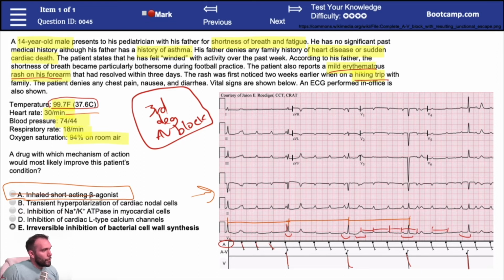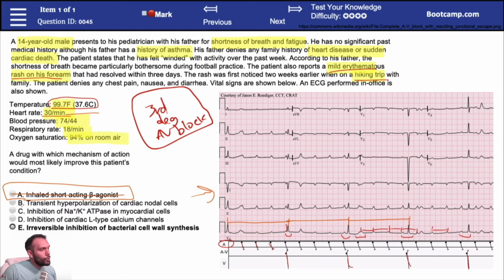So I don't think that would be the correct answer. I don't think that's going to make a huge difference in this patient at this moment, especially because the heart rate's 30. B, transient hyperpolarization of cardiac nodal cells. Remember, if hyperpolarizing the nodal cells like the AV node, would you want to hyperpolarize the AV node in the setting of an AV block? Probably not. You don't want longer refractory periods in the AV node.